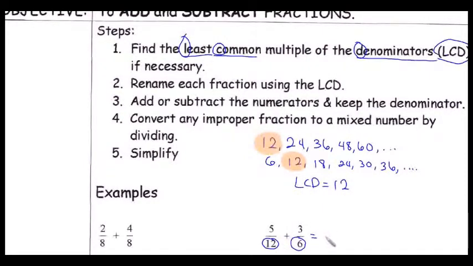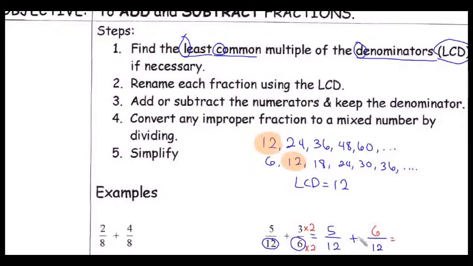So what I want to do is rewrite both of these fractions with a denominator of 12. Now this one I don't have to do anything to, because it's already a 12, so all I have to do is copy it down. But on the other one I have a 6, so I have to change the denominator to a 12, and the only way I can do that is if I multiply by 2. But notice that if I do it on the bottom, I also have to do it on the top. If I do it to the denominator, I have to do it to the numerator. So 3 times 2 gives me 6.